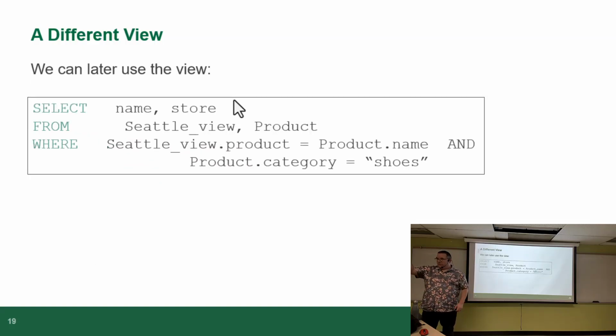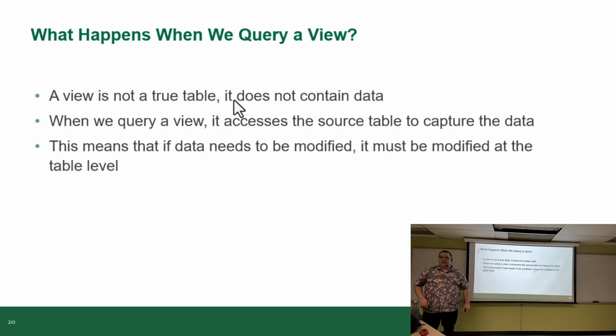Later on, we can use this view like you guys did last semester. So that's not a mystery. What happens when we create a view? Since a view is not a true table, it doesn't contain data. You guys learned about that. It basically accesses the source table to capture the data, which means if the data needs to be modified, it has to be modified at the table, not in the view.